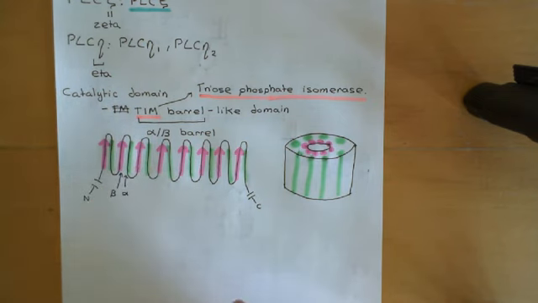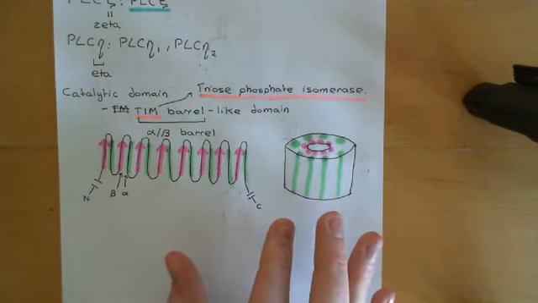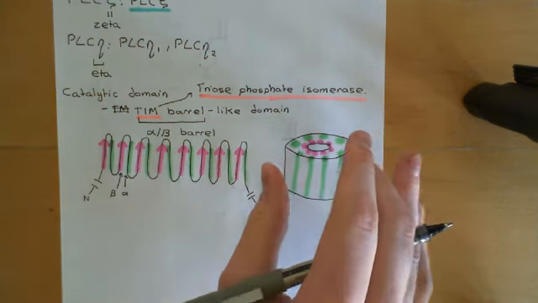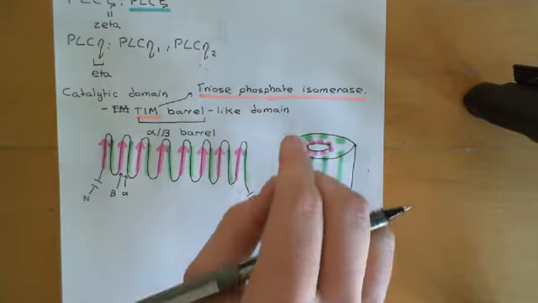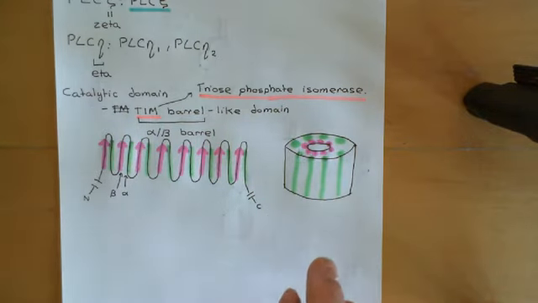Okay, right, so all of the phospholipase C enzymes are going to contain a structure like this, which is made up of alternating beta strands and alpha helices.